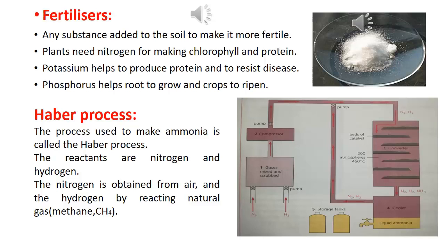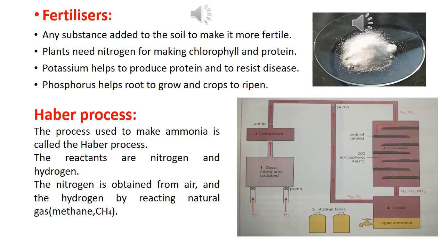Okay. Now in the first step, the reactants are nitrogen and hydrogen. The nitrogen is obtained from air, as we all know, and the hydrogen from methane gas. The two gases are mixed and scrubbed. Scrubbed means they are cleaned to remove impurities. So in step 1, the gases are mixed and scrubbed.